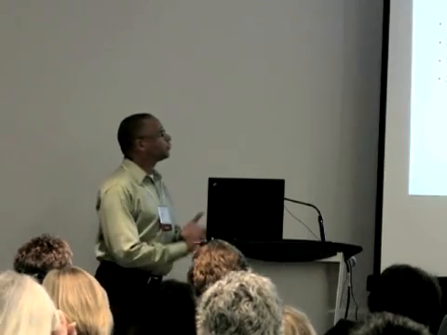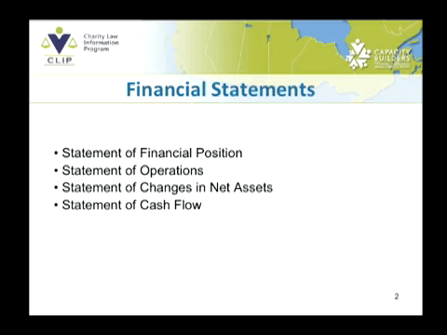As far as what's in that set of audited statements, you usually see something that's 8 to 10 pages long, and there's all these numbers. There's really 4 statements that you'll see, and probably at least 3 of them. It's the statement of financial position, a statement of operations, a statement of changes in net assets, and a statement of cash flow. The first 2 you will always see.